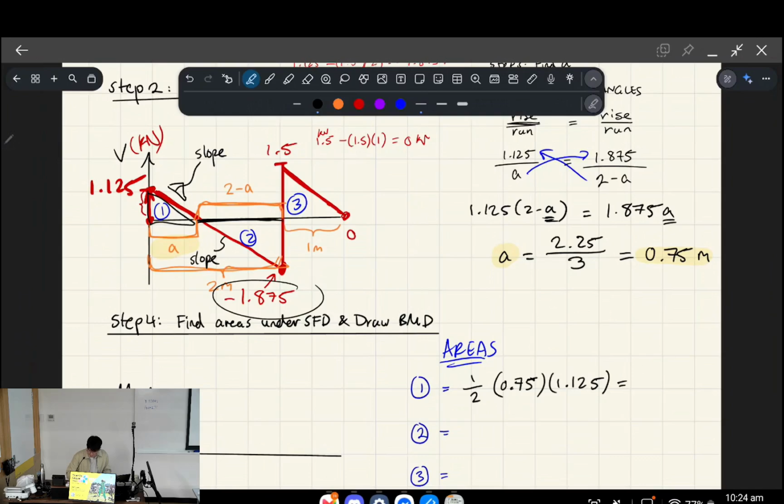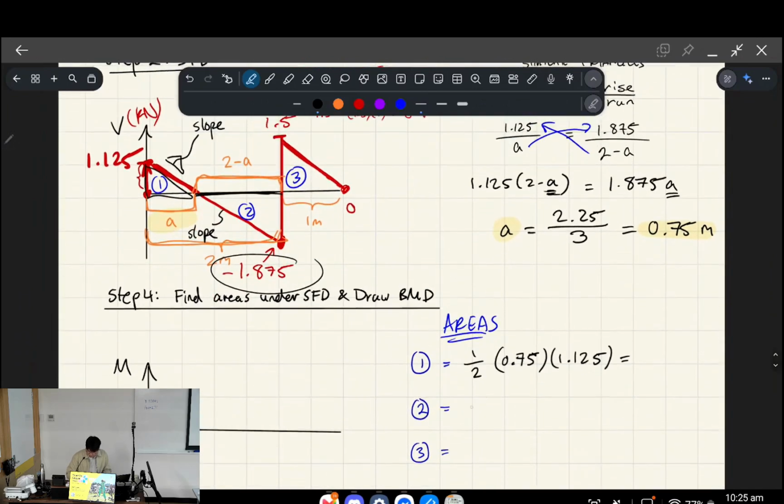I'll type that into the calculator in a second. And then triangle 2 will go half. The base is this, so 2 minus A, 2 minus 0.75, which is 1.25 meters. Actually, I might just write that in the bracket so it's more clear what I'm doing. Like so. And then the height, which is pretty important, make sure we include the magnitude now. So for the area, we're concerned about whether it's positive or negative now.